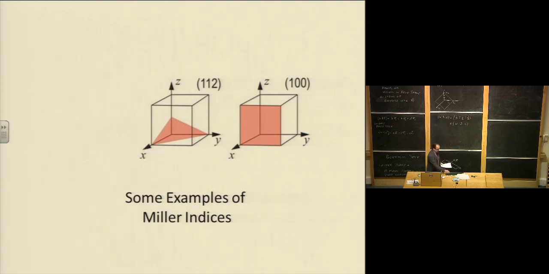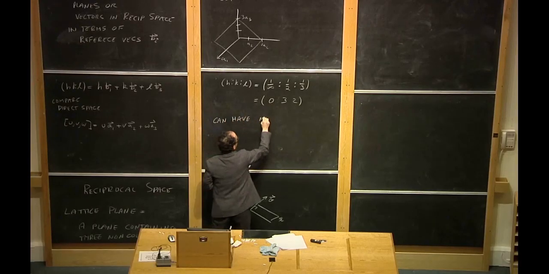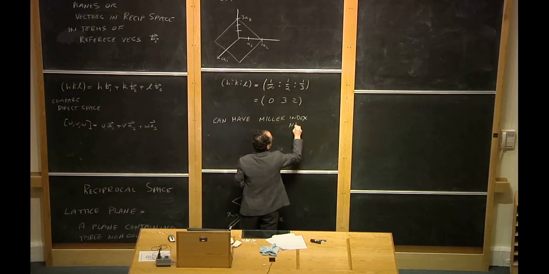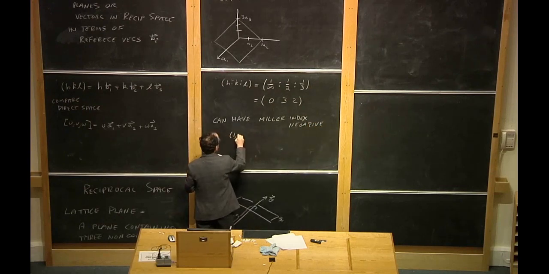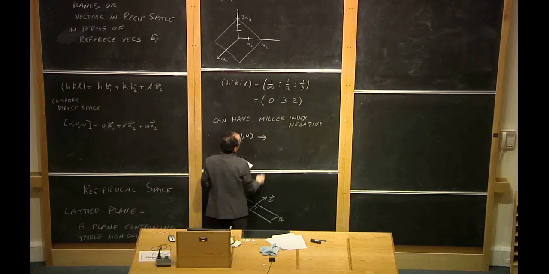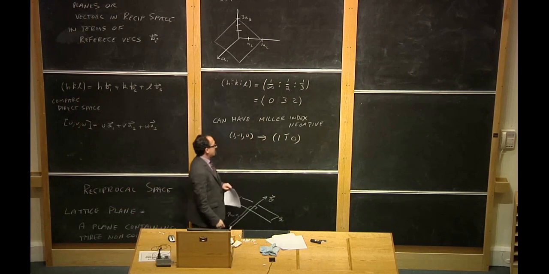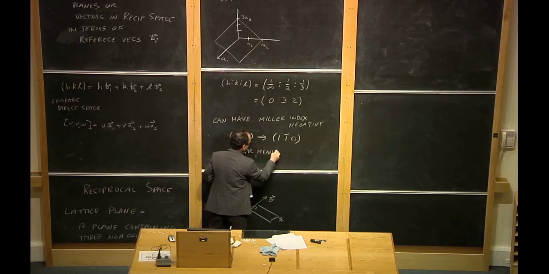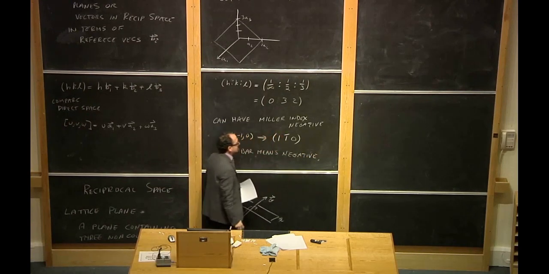So you can have a situation where you have a negative Miller index, like 1, minus 1, 0, which you typically write as 1 with a bar over it, 0. The bar means negative. That's just the notation that's conventionally used.